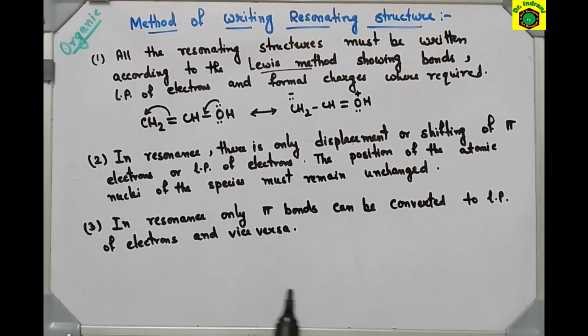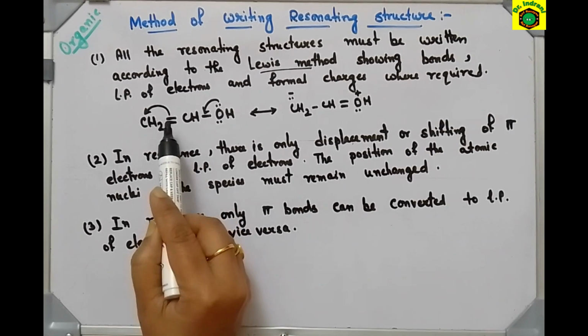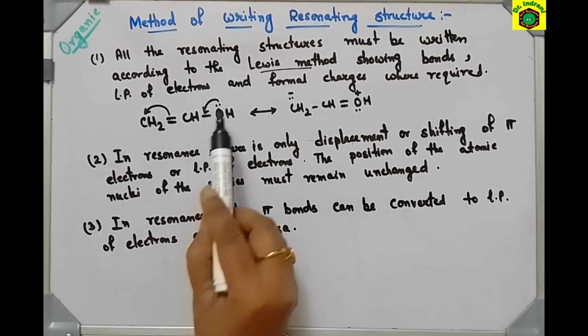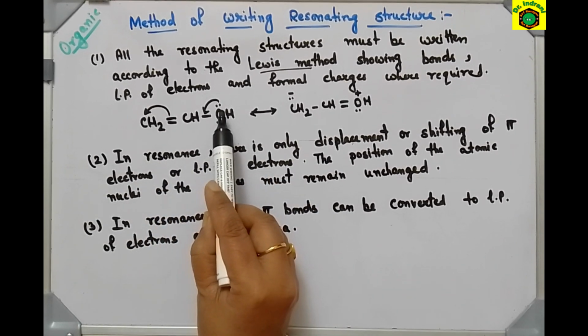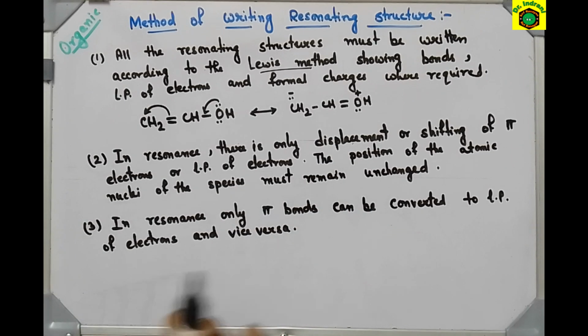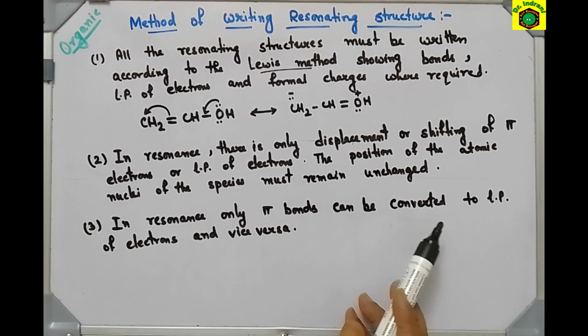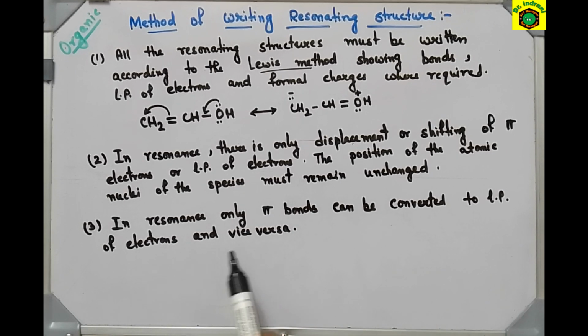Now see the next rule. What we are doing here is that a pi bond is converted into a lone pair, or a lone pair of electrons is converted into a pi bond. You have to remember this thing. In resonance, only pi bonds can be converted to lone pairs of electrons, and vice versa.